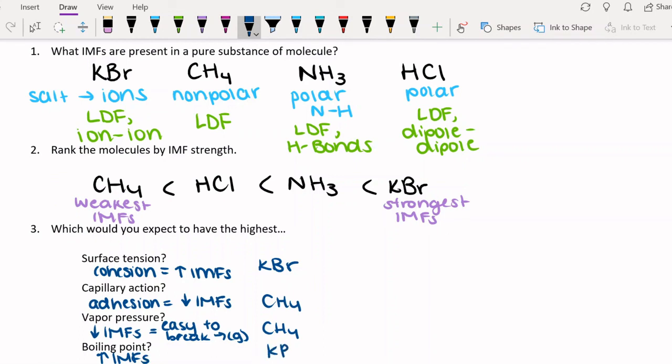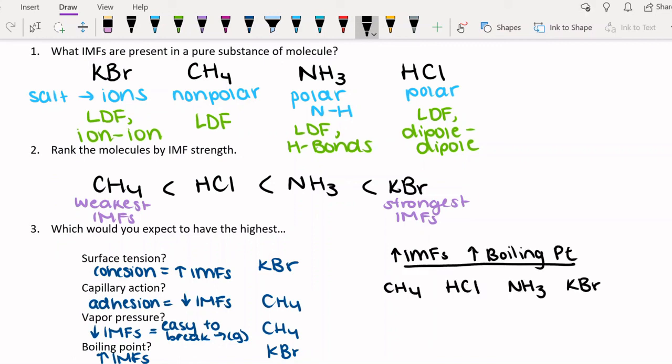This is potassium bromide. To show that IMFs really do influence chemical properties, let's look at how IMFs affect boiling point. The 4 molecules are listed from weakest to strongest IMFs, and their boiling points are shown. You can see that IMF strength really does indicate boiling point.